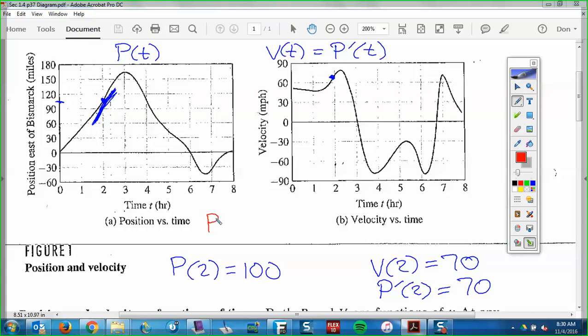So they say, notice that P of 6.5 is roughly negative 40. So right here at 6.5, now what time of day would 6.5 be? 6:30. So at 6:30, this car is doing what? Or is where? It's 40 miles west. So just looking at this graph, the car goes east for a while, then it comes back to the west, and what's happening right there? It's back to Bismarck, right?